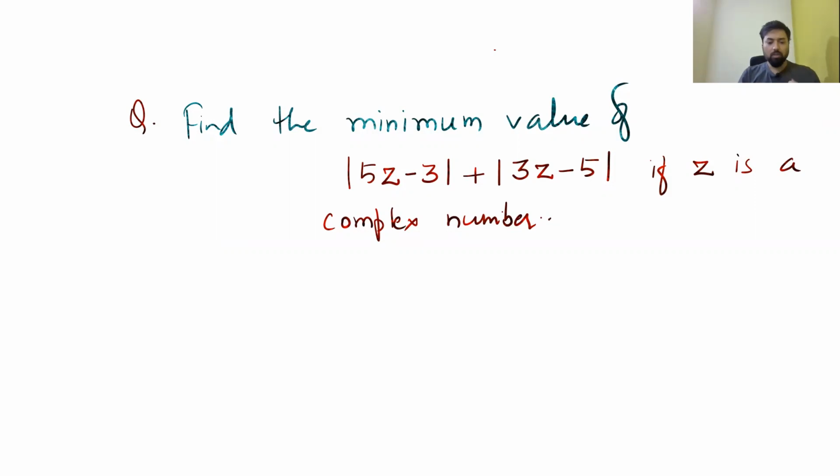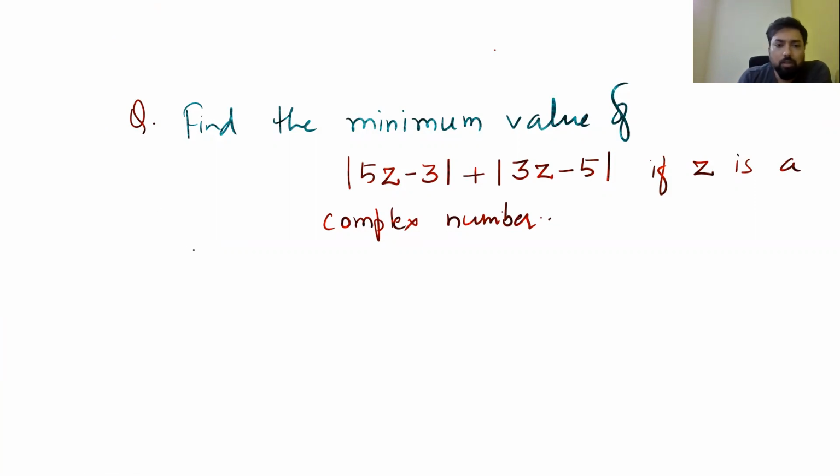Hello. So for this particular question, this is a question of complex numbers. What is given over here is: find the minimum value of mod of 5z minus 3 plus mod of 3z minus 5, if z is a complex number.